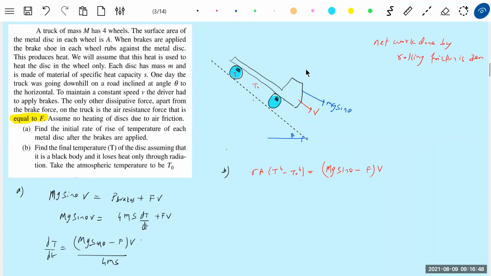Here you should not bring capital M. I think this was the mistake we make. Who is going to dissipate the power? Only the metal disks which are there here. Small m will be written here. Capital M is the total mass of the truck along with the wheels, everything. So you should not write again capital M plus 4 small m. M is the mass of the truck, which means even the mass of the wheels is also included. You have to be careful.